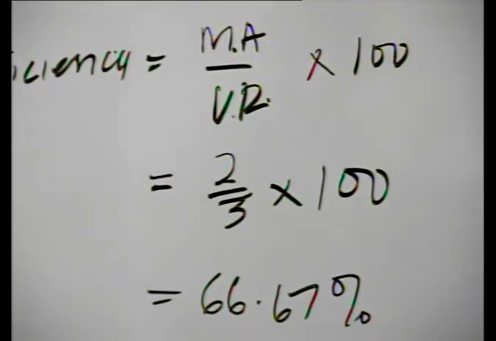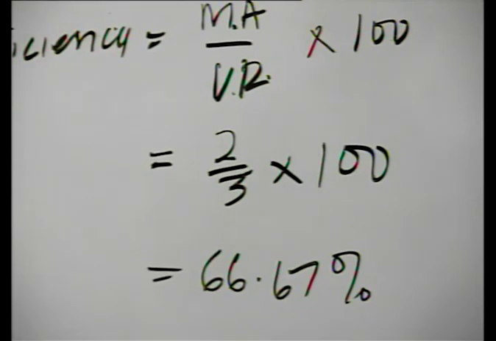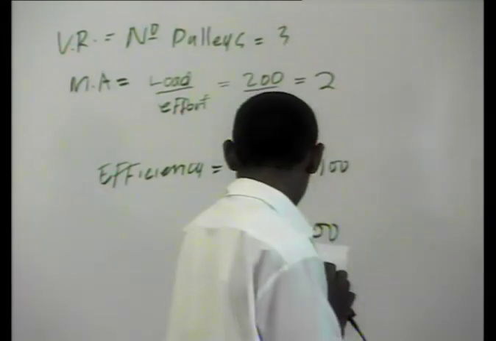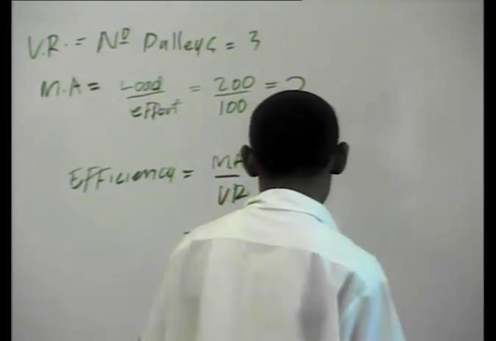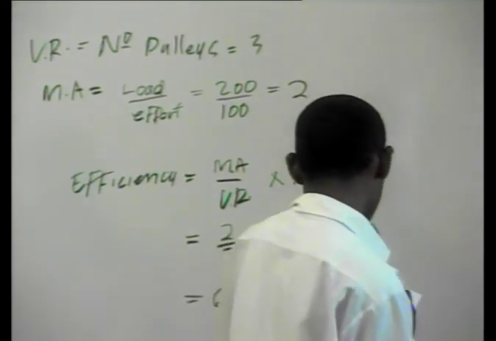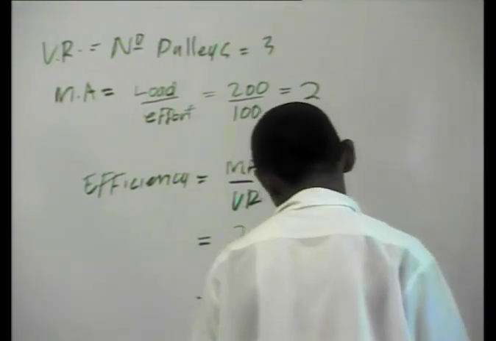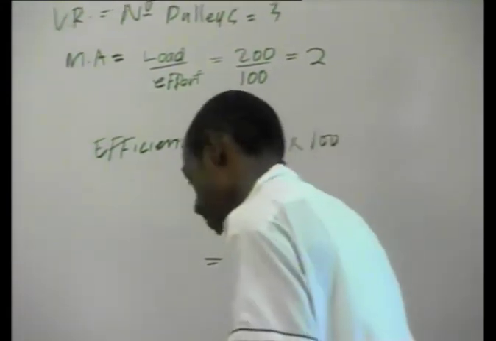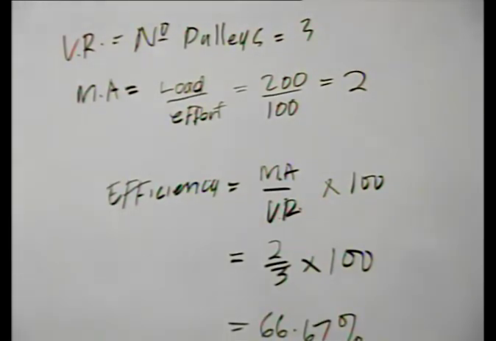Before finding the efficiency of the pulley system, first we need to work out the velocity ratio, which is found by counting the number of pulleys in the diagram, and then find the mechanical advantage, by dividing the load by the effort, and then find the efficiency, which is mechanical advantage over velocity ratio multiplied by 100, which is 66.67%. Right, if we have this answer, that is correct. Right, you can check with this answer on the screen there.